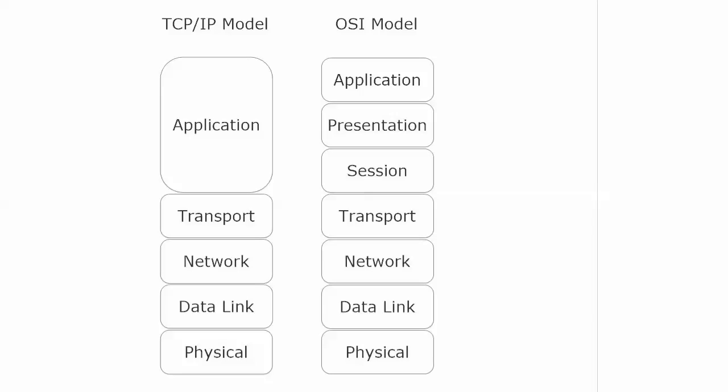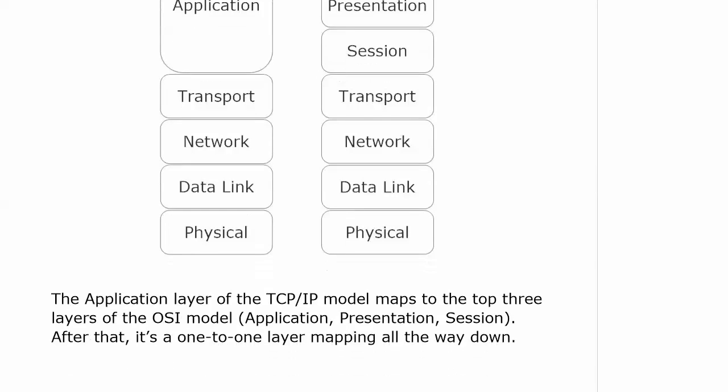You can see the bottom 4 layers of each model: physical, data link, network, and transport, map directly to their same name counterpart in the other model. That is easy exam points. Watch the top one, because in the TCP/IP model, you have the application layer, which maps to the session, presentation, and application layers in the OSI model. So everything that's done in those 3 layers that we talked about in the previous video, session, presentation, and application, it's all going to be done by the application layer in the TCP/IP model.